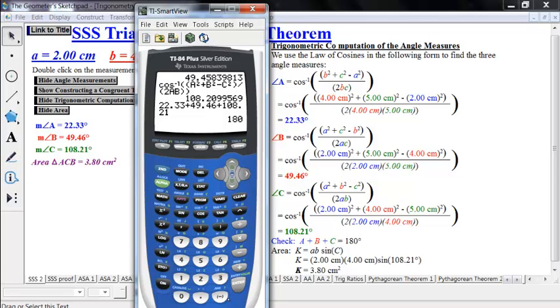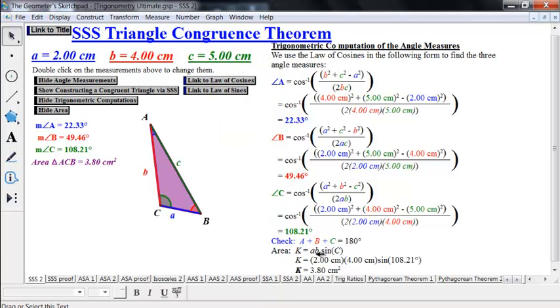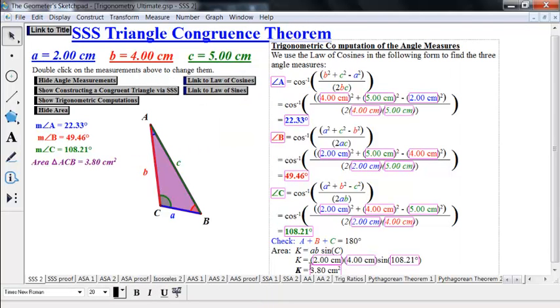And then to find the area, it's 1/2 AB times the sine of C. There should be a 1/2 right here.